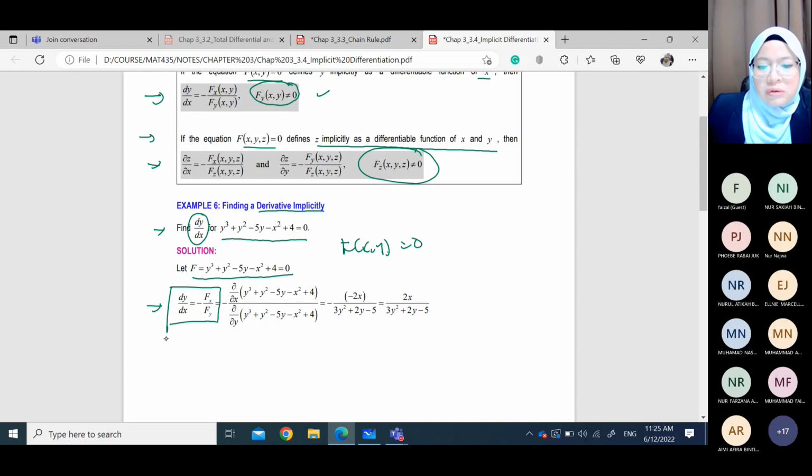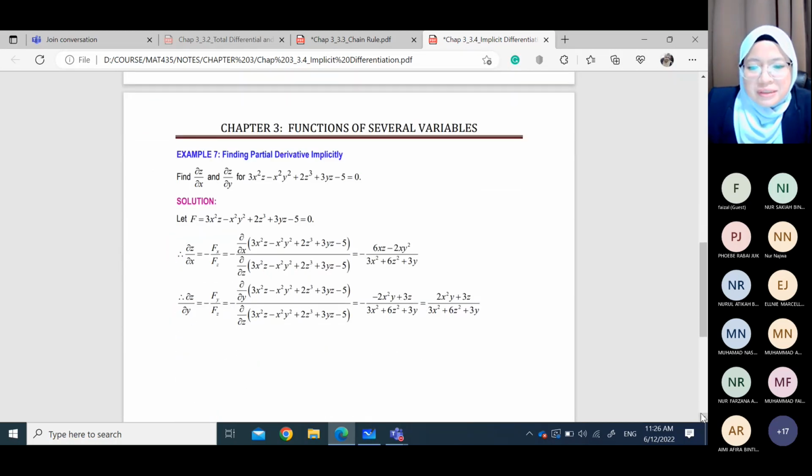So this is the formula for dy/dx in implicit differentiation, which is negative the derivative with respect to x on f over the derivative with respect to y on f. So you differentiate the numerator and denominator. At the end of the day, we have this answer. Therefore, dy/dx by using implicit differentiation is 2x over 3y squared plus 2y minus 5. Okay? Boleh? Any question? Tak ada. Very good.